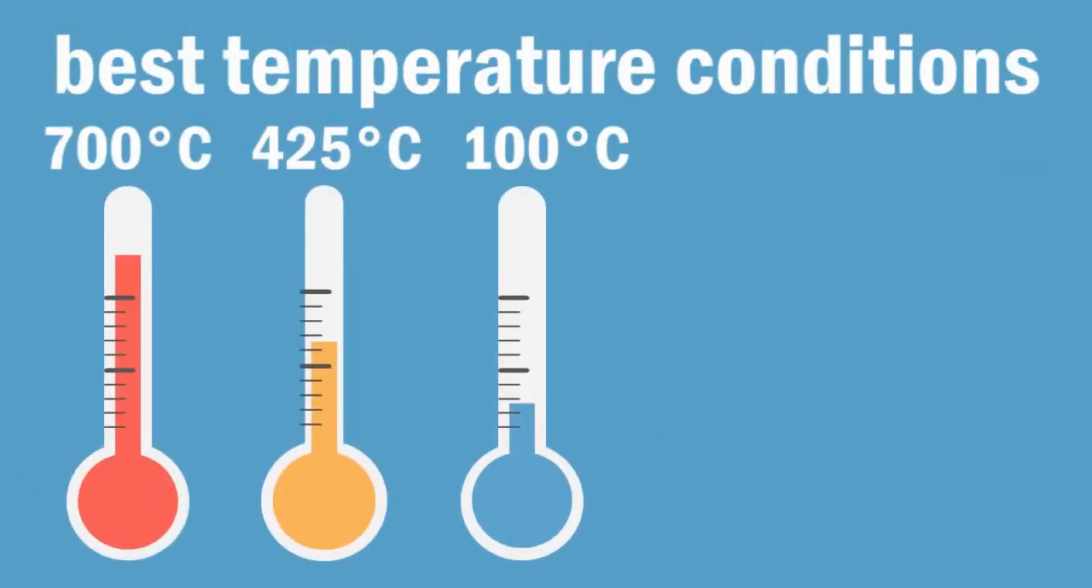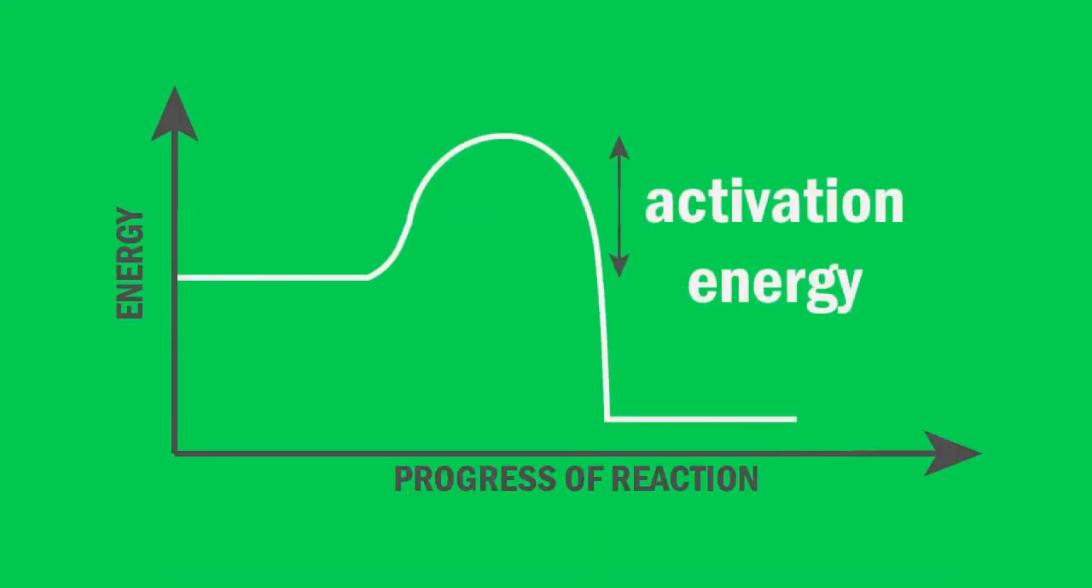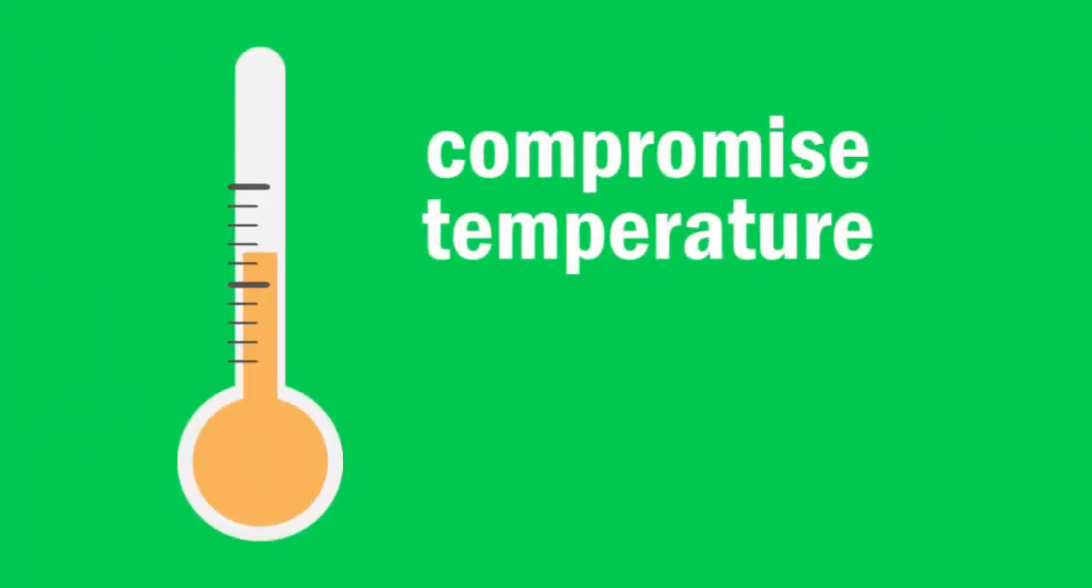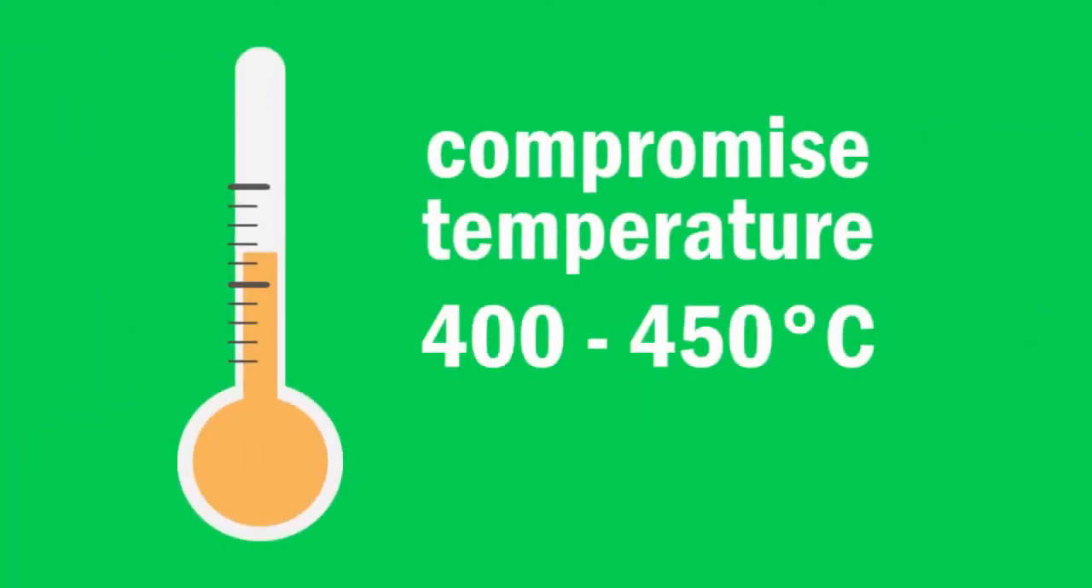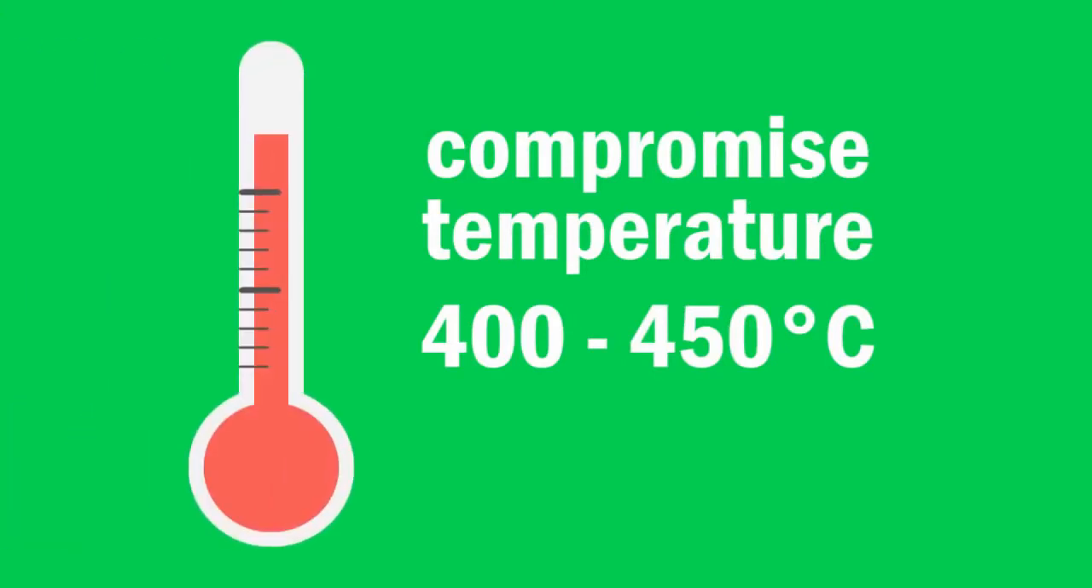Let's keep Le Chatelier's principle in mind. What do you think is the best temperature condition to maximize ammonia production? Please pause the video to think about this and resume once you are ready. Since the forward reaction is exothermic, it would make sense to conduct this reaction at a low temperature. The compromise temperature is 400 to 450 degrees Celsius, which is not exactly low, but not too high.